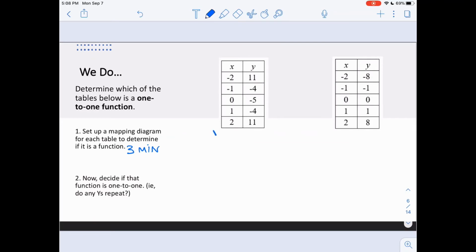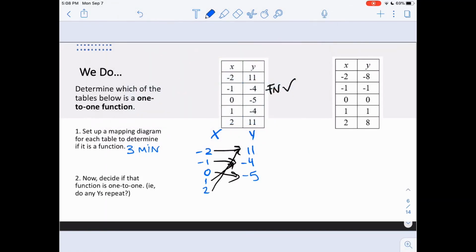The mapping diagram for the first table looks like this. My list of inputs is -2, -1, 0, 1, and 2. My list of outputs is 11, -4, -5. Now I'm going to map them to each other. 1 goes up and maps to -4, 2 goes up and maps to 11. Hopefully you said that this one is a function.